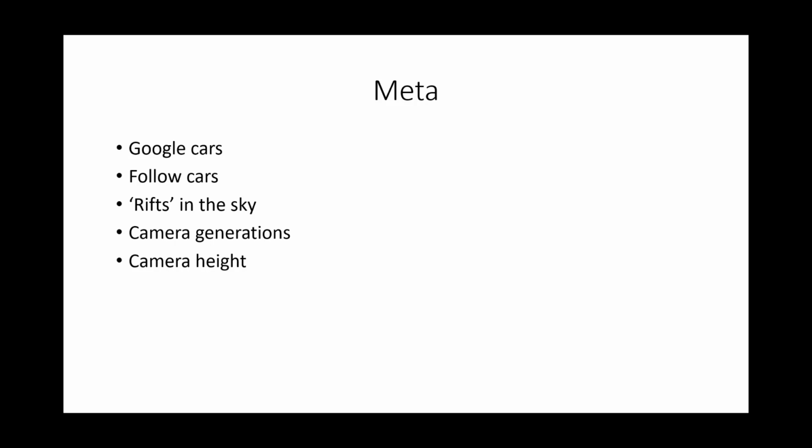Today I'll be going through the next part of the video. Last video I did about 11 things GeoGuessr players should learn, and this is going to be about the meta, the different types of meta. So as I left off, we have Google cars, follow cars, rifts in the sky, camera generation, and camera height. And let me just explain them more in detail.